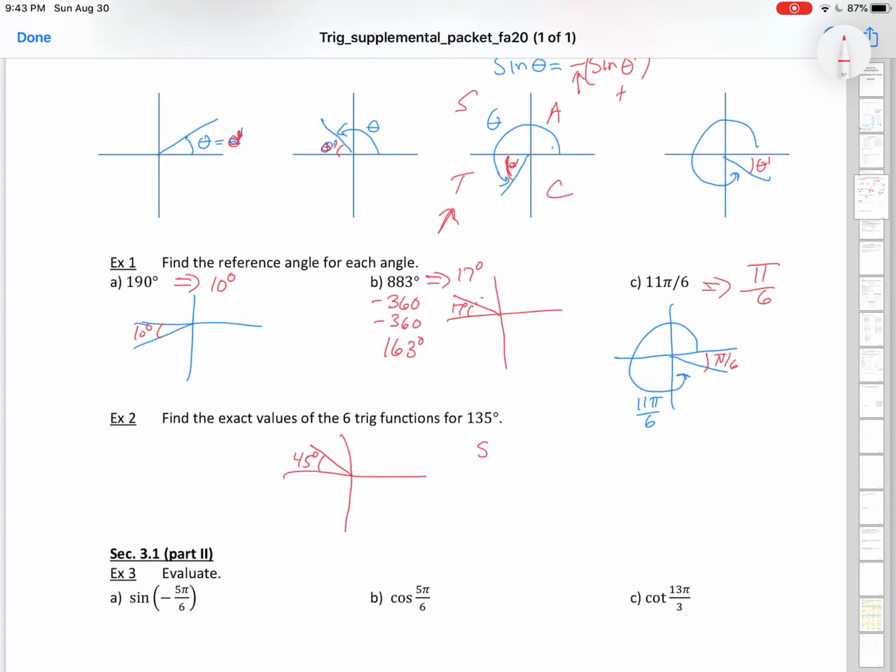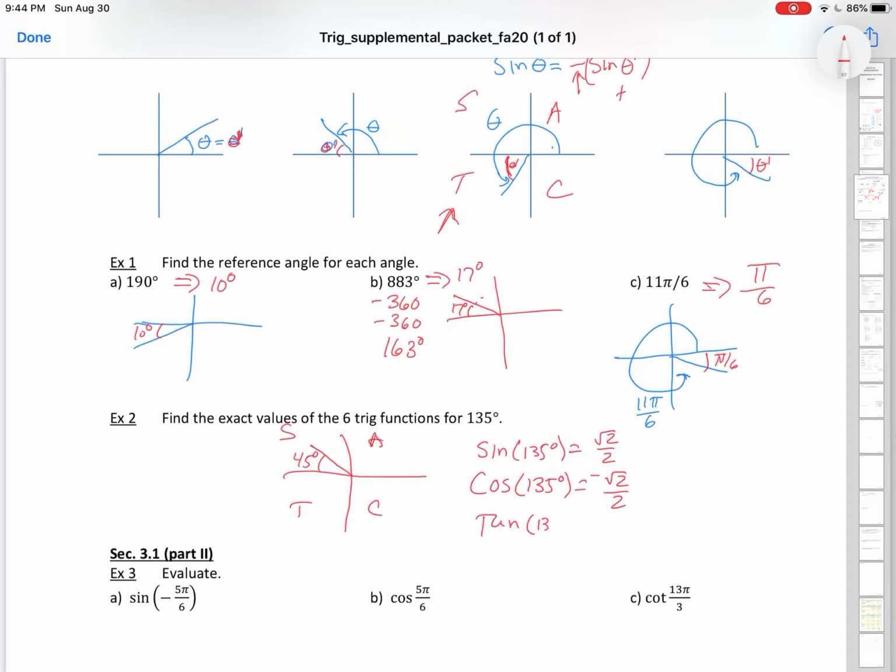So if you're going to find the sine of 135 degrees, it's going to be equal to the sine of 45 degrees, which we know is root 2 over 2, but possibly negative. But let's remind ourselves, all students take calculus, so the sine's going to be positive. Cosine of 135 degrees is going to be the cosine of 45 degrees, which we know is root 2 over 2. And this one's negative because we're dealing with 135 degrees, which is in the second quadrant.